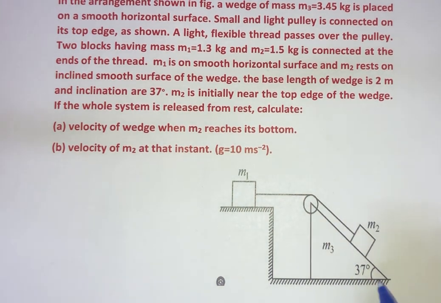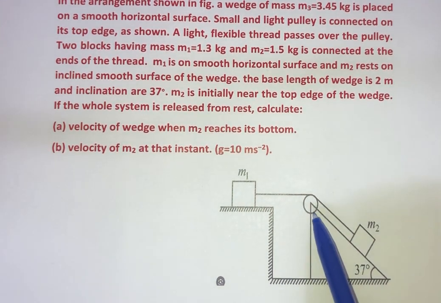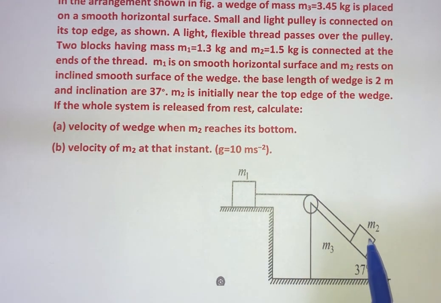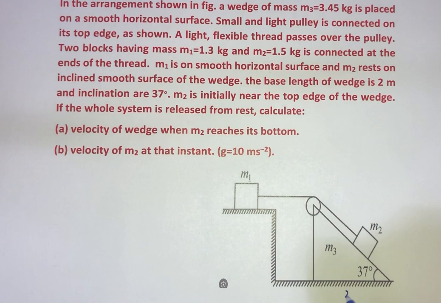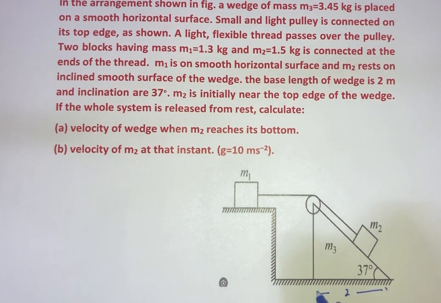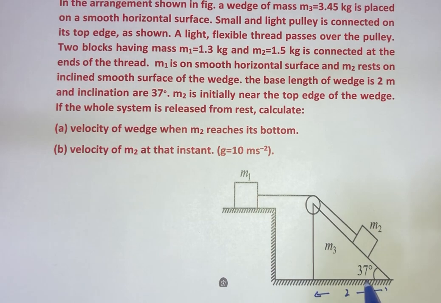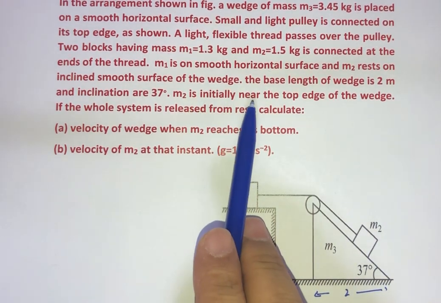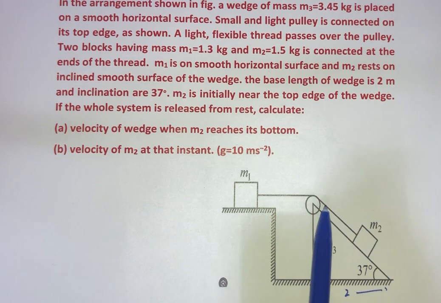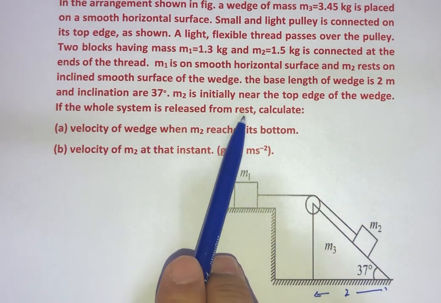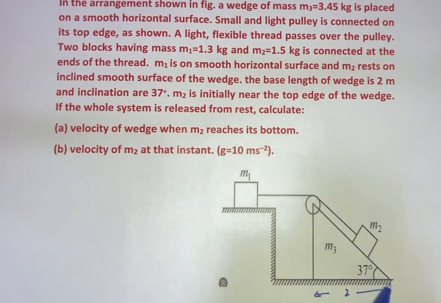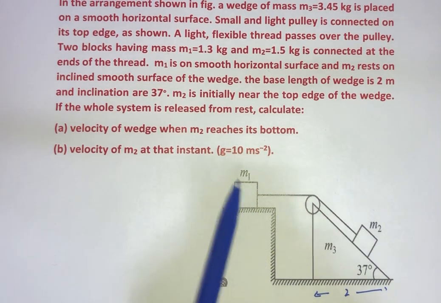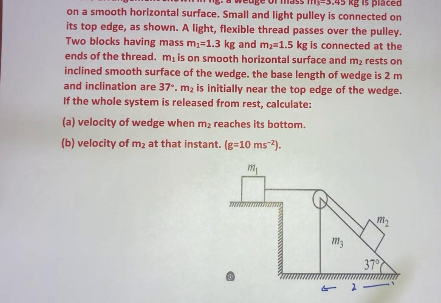So this is the wedge whose mass is M3, and M3 has a pulley through which M1 and M2 are connected. And the base length of the wedge is given as 2 meters. So this is given as 2. The angle is given as 37 degrees. M2 is initially at the top edge of the wedge, so M2 is initially here. If the whole system is released from rest, calculate the velocity of the wedge when M2 reaches its bottom and the velocity of M2 at that instant, taking g as 10.